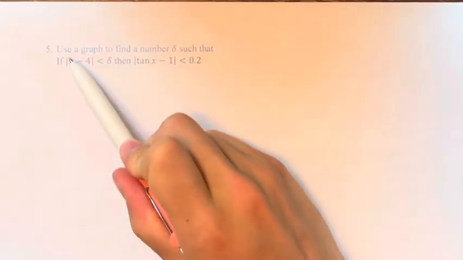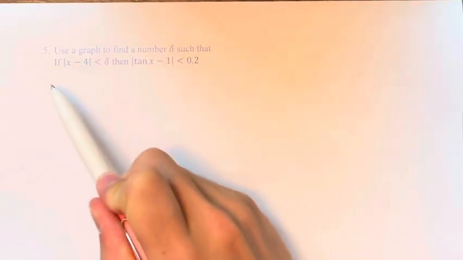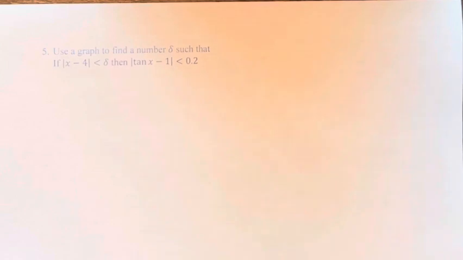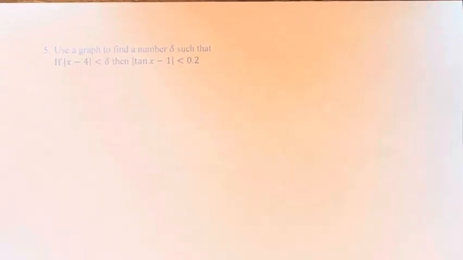In this problem, we're asked to use a graph to find a number delta such that if the absolute value of x minus 4 is less than delta, then the absolute value of tangent of x minus 1 is less than 0.2. So to understand what this means, we're going to dissect these inequalities.